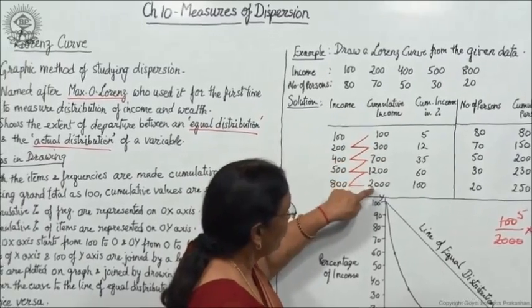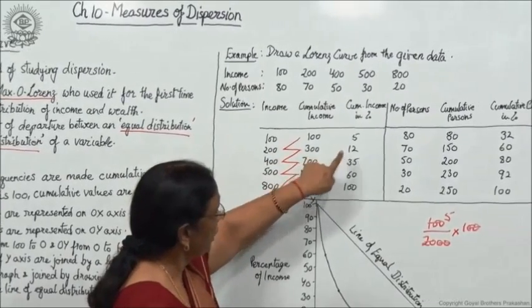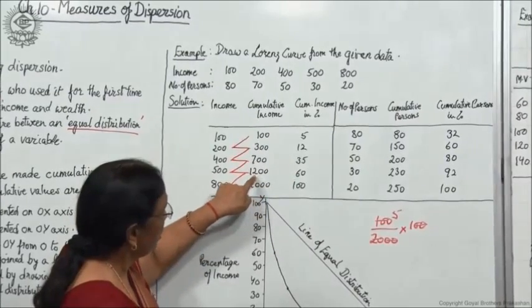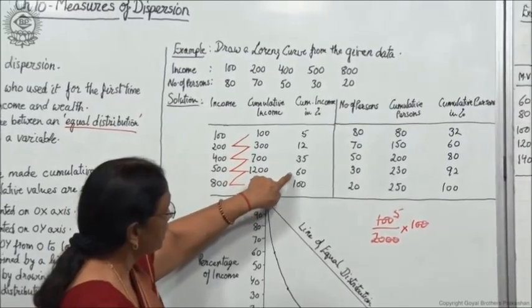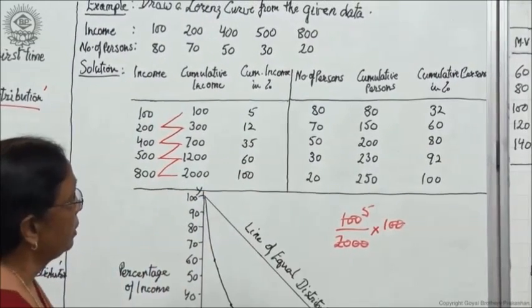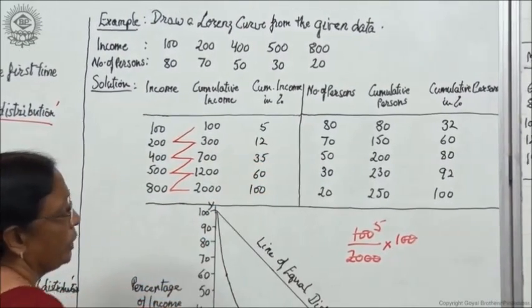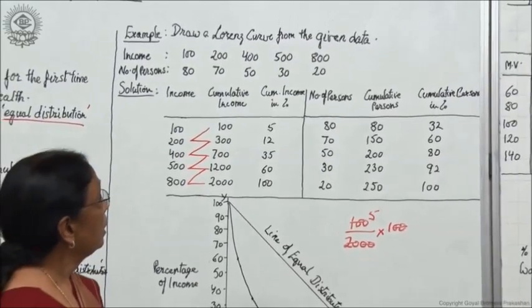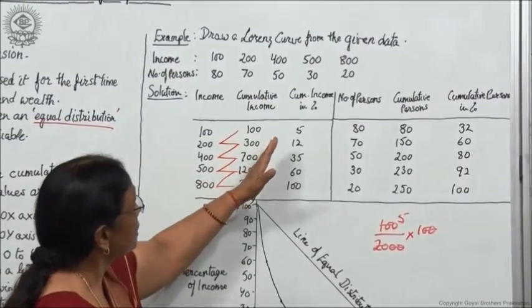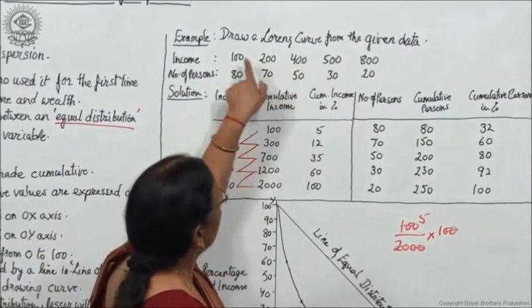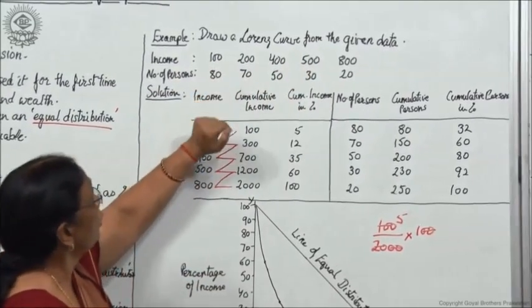Now 300 upon 2000 into 100 is 15, 700 upon 2000 into 100 is 35, 1200 upon 2000 into 100 is 60, 2000 upon 2000 into 100 is 100. So this way you will get the cumulative percentage, right. Now this is the cumulative percentage of income only. You have calculated the percentage of income only.